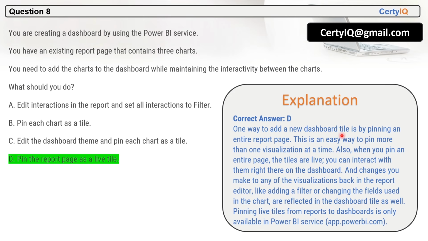One way to add a new dashboard tile is by pinning an entire report page. This is an easy way to pin more than one visualization at a time. Also, when you pin an entire page, the tiles are live. You can interact with them right there on the dashboard, and changes you make to any of the visualizations back in the report editor, like adding a filter or changing the label used in the chart, are reflected in the dashboard tile as well. Pinning live tiles from report to dashboard is only available in the Power BI service, meaning app.powerbi.com.